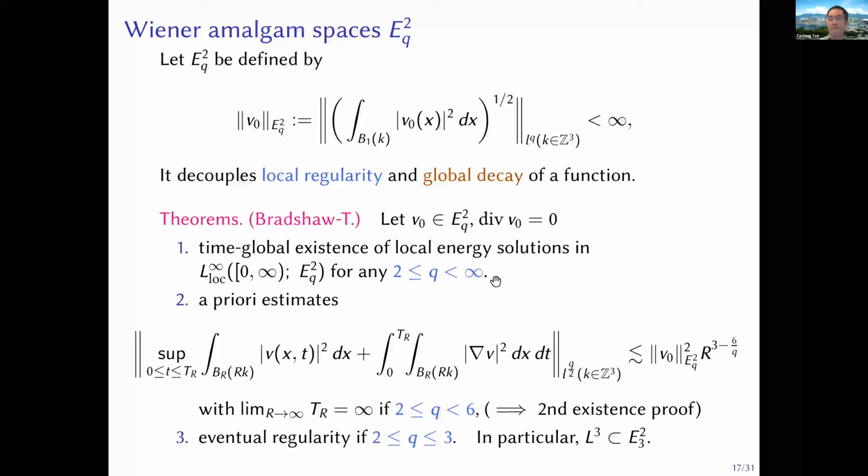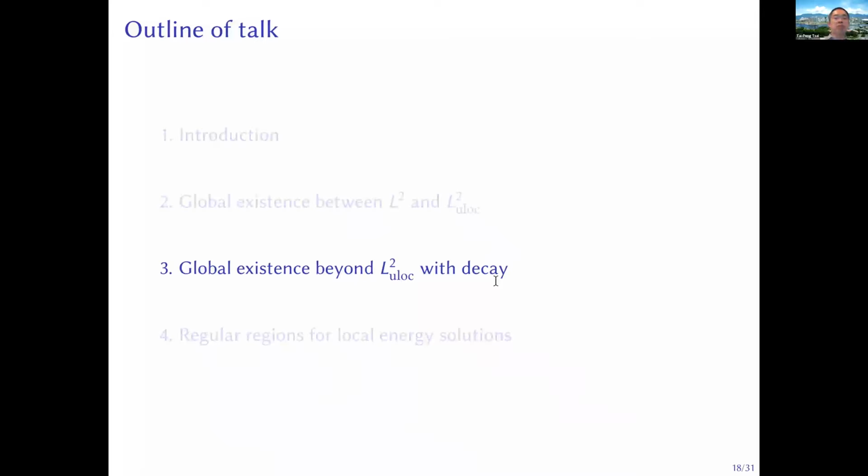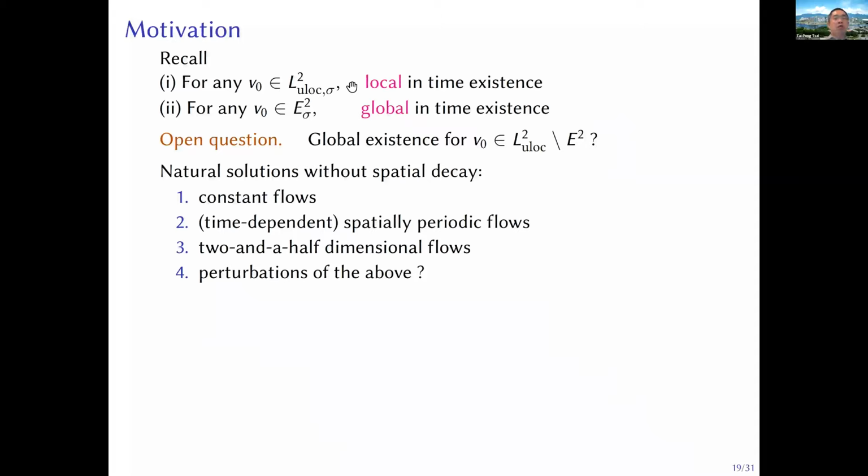Okay, now part three. Global existence beyond L2 with decay. So we first recall what is known. If V0 is in L2 uniform local, then we have local in time existence. And if V0 is in E2, so it has some decay, very slow, but some decay, then we have global in time existence. And the open question is: do we have global existence for V0 which is in L2 uniform local, but not E2, so V0 has no decay? And there are many natural solutions that don't have spatial decay. So first, we have constant flows. And then we may have time-dependent, spatially periodic flows.